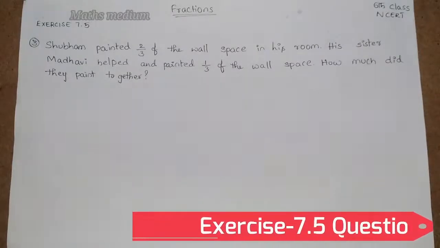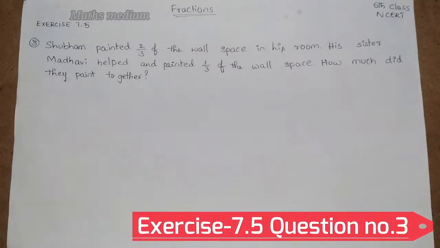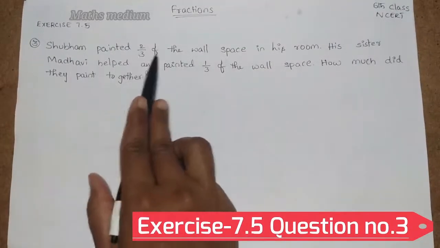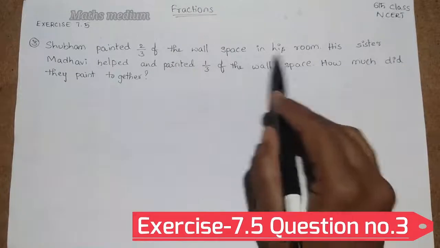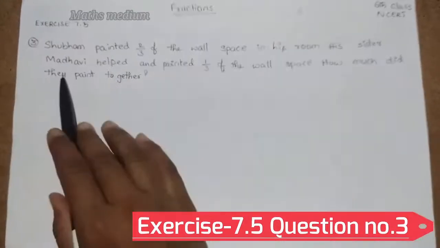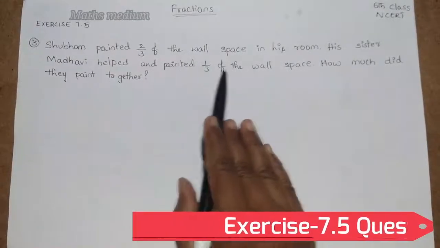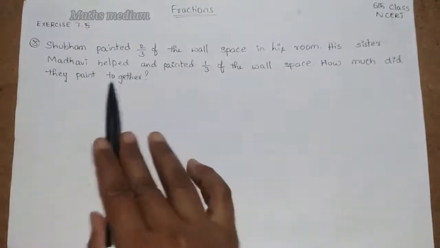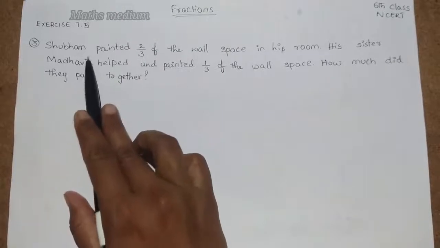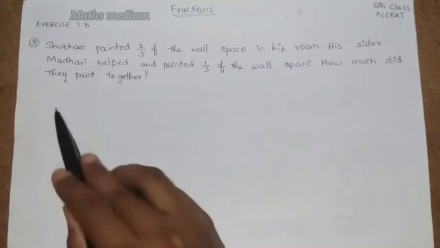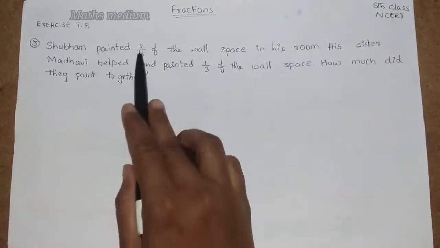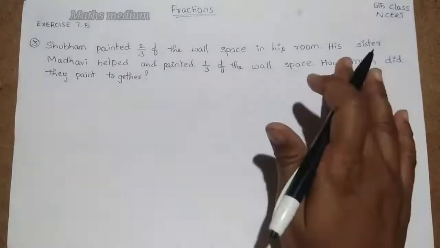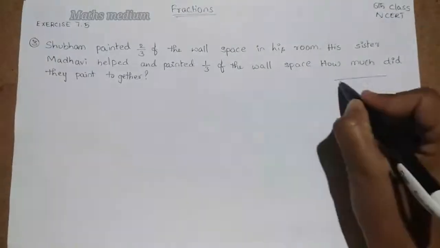Hi, hello, welcome to Maths Medium. Today I came with exercise 7.5 from fractions, 6th class NCERT. Question number 3. Shubham painted 2 by 3 of the wall space in his room. His sister Madhavi helped and painted 1 by 3 of the wall space. How much did they paint together? Shubham and Madhavi are brother and sister. Shubham painted 2 by 3 of the wall and Madhavi helped with 1 by 3 of the wall. Let's assume here is the wall.